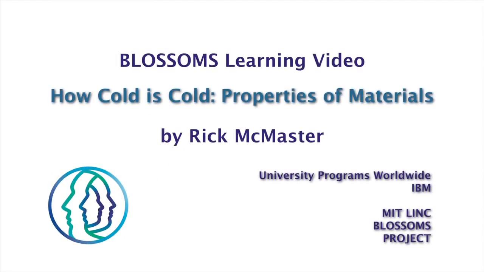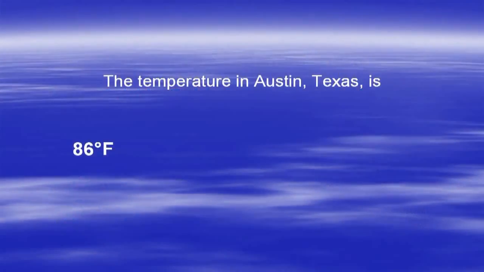Welcome to part 2 of How Cold is Cold. This time we'll take a look at some material properties at lower temperatures. We'll start outside at our IBM campus in Austin, Texas. Today it's about 86 degrees Fahrenheit or 30 degrees Celsius or 303 Kelvin.